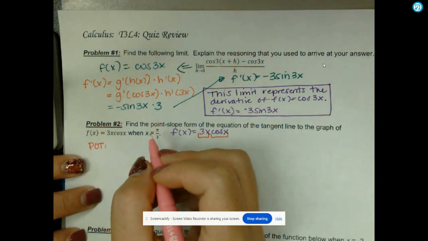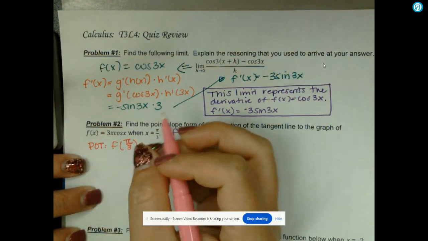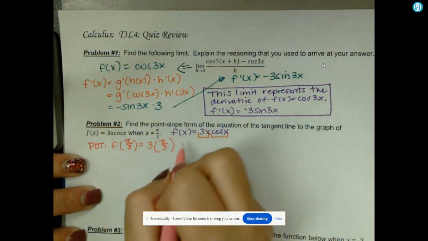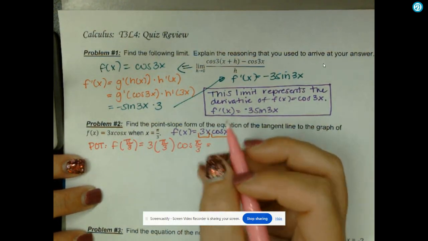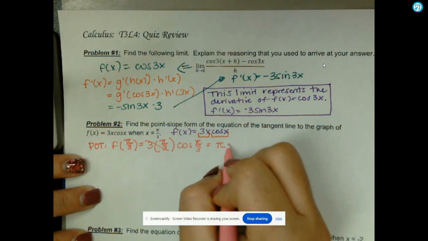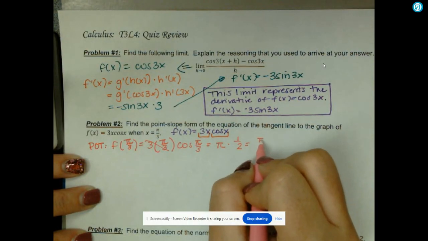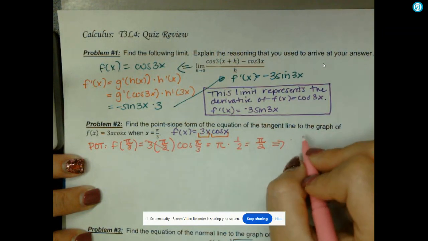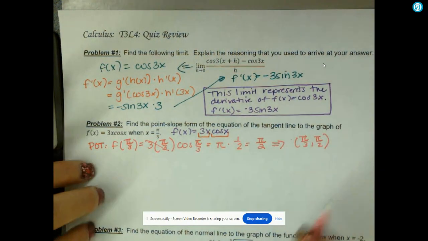All right, so we're using pi on 3, so f of pi on 3. That's going to be 3 times pi on 3 times the cosine of pi on 3. Well, the 3's cancel, so we get pi times the cosine of pi on 3. Cosine of pi on 3 is 1/2. So our f of pi on 3 is pi on 2, making our ordered pair pi on 3 and pi on 2. Okay, so we've got our POT.